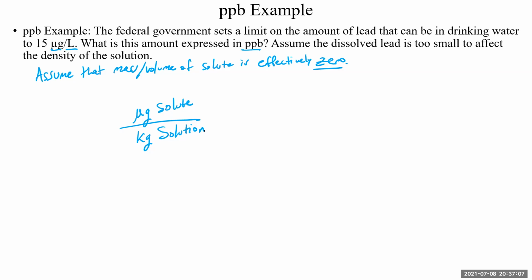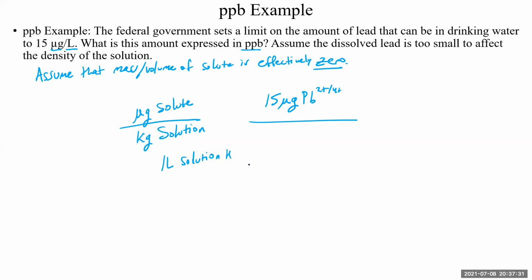Yeah, it is, right? 15 micrograms of lead. So the top number is already micrograms, 15 micrograms of lead, 2 plus or 4 plus. I assume it's 2 plus, but what about the solution? Well, we have 1 liter of solution. What is that in kilograms?